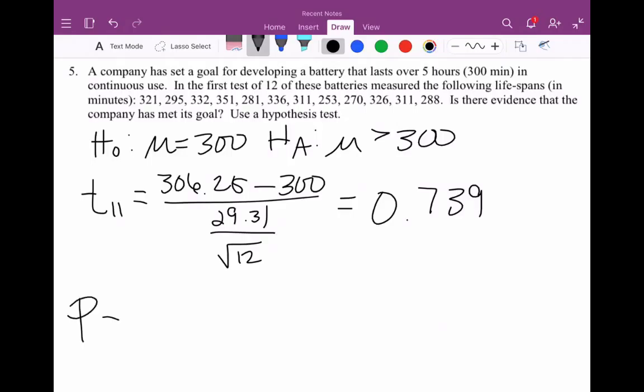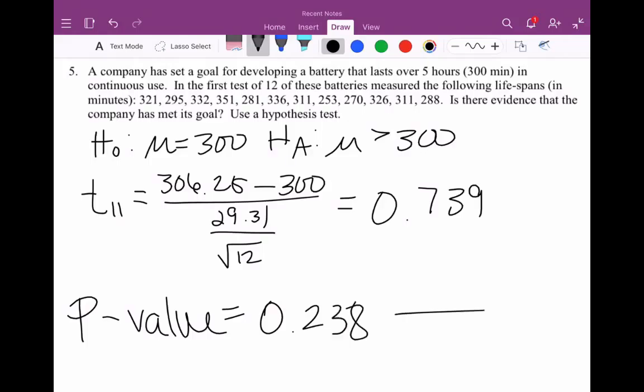Our p-value in this situation ends up being 0.238, because we would have something that looked like this. We would be looking for that area, which would be about 23.8%. Because our p-value is high, we end up failing to reject our null hypothesis. Before I write up the conclusion, I want to go over how I was able to come up with the t-score as well as the p-value.